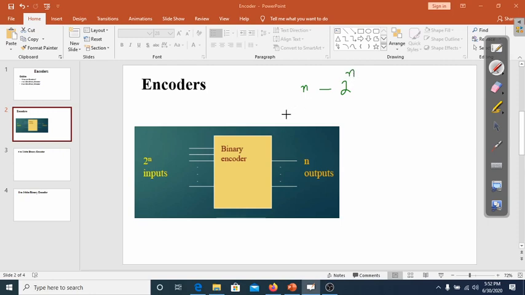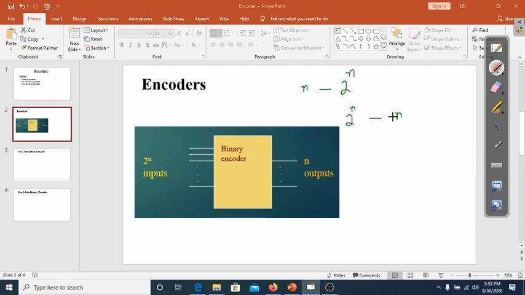In the case of an encoder, it performs the reverse operation of the decoder. So in the case of an encoder, if we have 2 raised to power n inputs, so these are the 2 raised to power n data lines. Here is the simplest form of the encoder circuit. Here 2 raised to power n are the inputs, and the corresponding outputs are n. So these data lines can be described with exactly n binary bits.